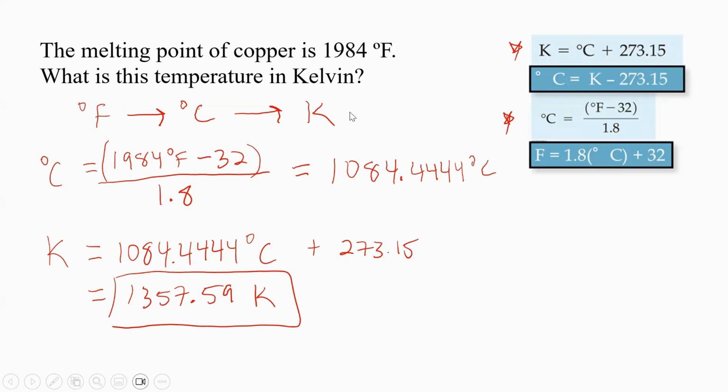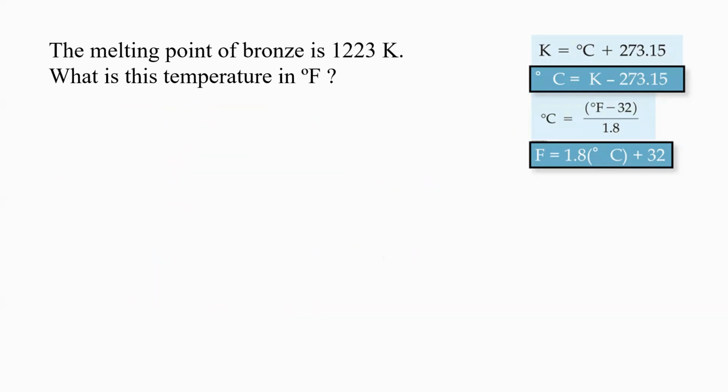Now, what if we went in the other direction? Let's say I gave you the melting point of bronze to be 1,223 Kelvin, and I'm asking you, what is this temperature in Fahrenheit? So I have the temperature in Kelvin, and we've got to go to Fahrenheit. So just like the previous problem, but in the reverse direction. So we're going to have to take our temperature in Kelvin and convert it to Celsius. To do that, we would have to use this equation right here. And then we go from Celsius to Fahrenheit using this equation right here.